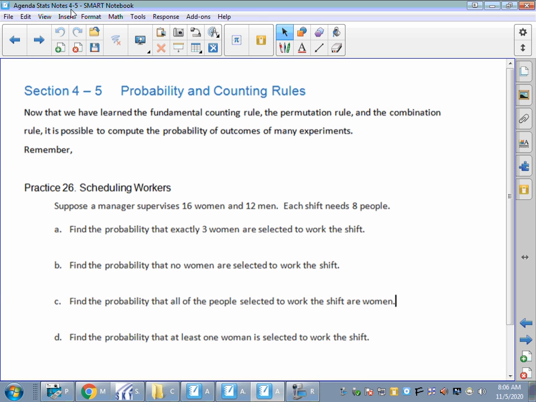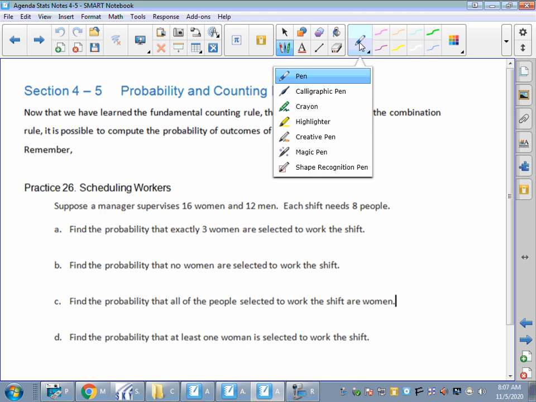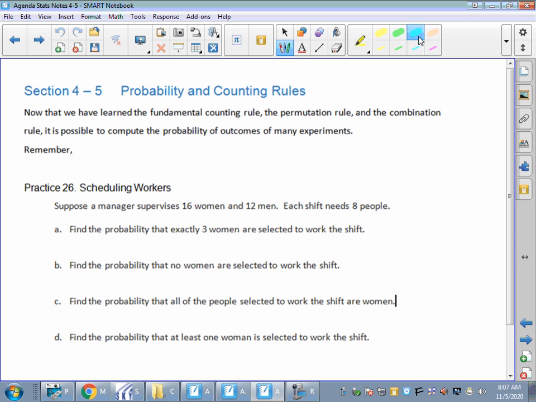Section 4.5 really wraps up this whole chapter. This is a compilation of everything we've done. So now that we've learned the fundamental counting rule, that's when we take the number of possible outcomes and multiply them together. We're going to use that.